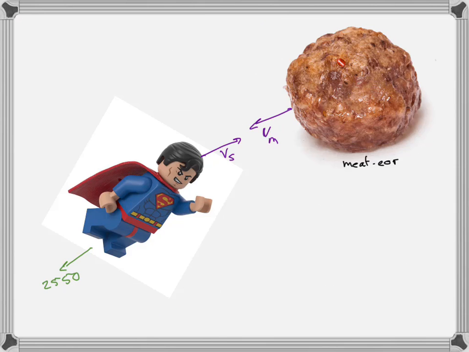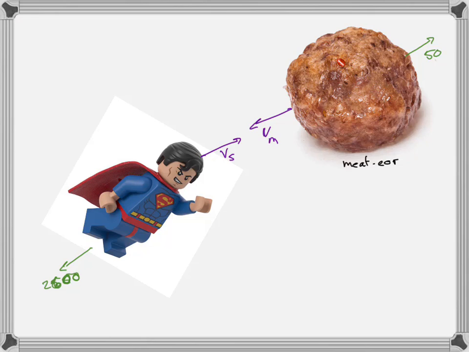2,650, sorry, I said that wrong, 2,600. After the collision, Superman must be going 2,600, say again. That's right, I had to think about it for a second, I had to do the math, it's not hard math. But if after the collision that the meteor, it is a meatball, but okay.